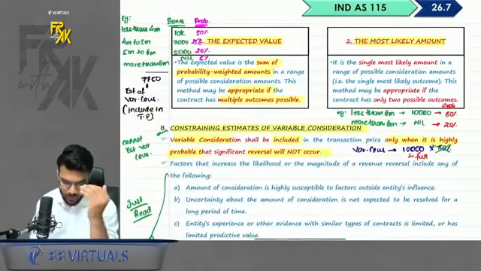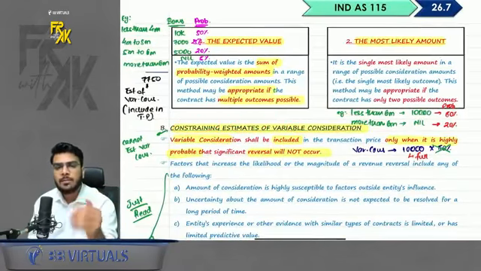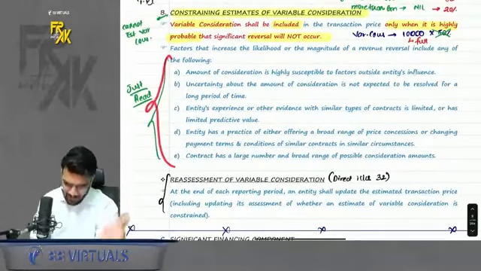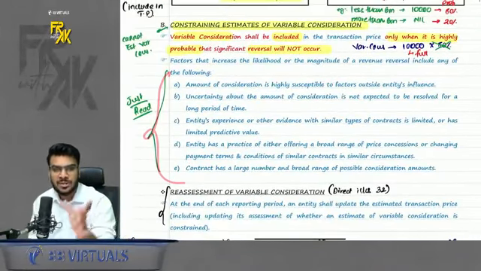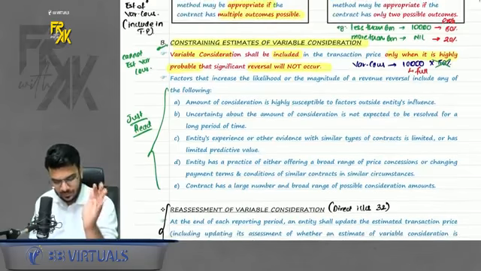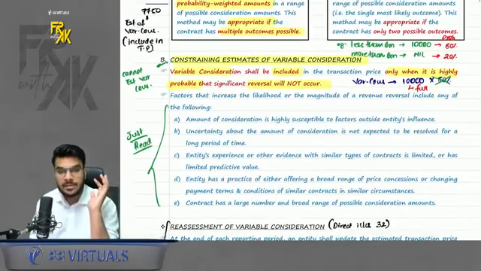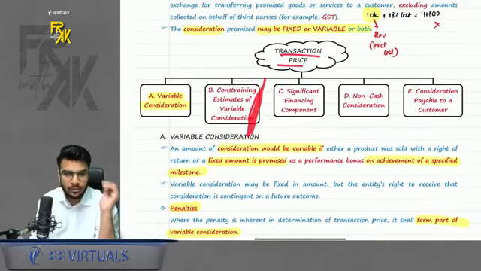Next, constraining estimates of variable consideration. This simply means if you are unable to estimate the amount of variable consideration, or there are some constraints in estimating it, then it will not form part of your transaction price. There are a few indicators given which will help you know that here it is not possible for you to identify the variable consideration. So in this case, you will not include it in the transaction price. Is this clear till here? So this was the second point of transaction price.